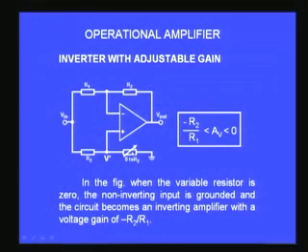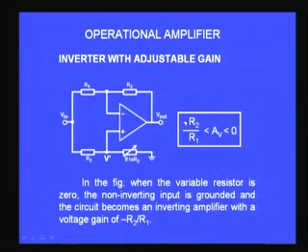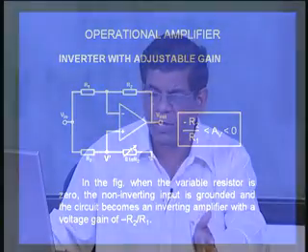For that, let me assume that the variable resistor is 0, that means the potentiometer is kept at 0 value. That is equivalent to saying this terminal is connected to ground. When the non-inverting input is connected to ground, the circuit becomes a simple inverting amplifier, and the gain of the inverting amplifier we all know by now is minus R2 by R1. So the maximum gain that you can get is minus R2 by R1 when this potentiometer has 0 resistance. But when I make this resistance maximum, that is R2, then what will be the gain? That is the next question that we have to ask.